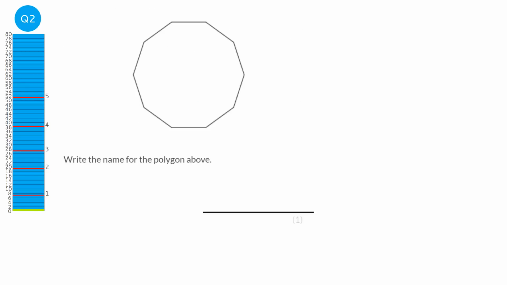So with this question, we need to first of all count how many sides this polygon has. So it's going to be 1, 2, 3, 4, 5, 6, 7, 8, 9, 10. So it's 10 sides, and we just need to know that a 10-sided shape is a decagon. Now we are expected to know all of the names of shapes between 3 and 10 sides. So if you don't know them already, just sit down and learn them.